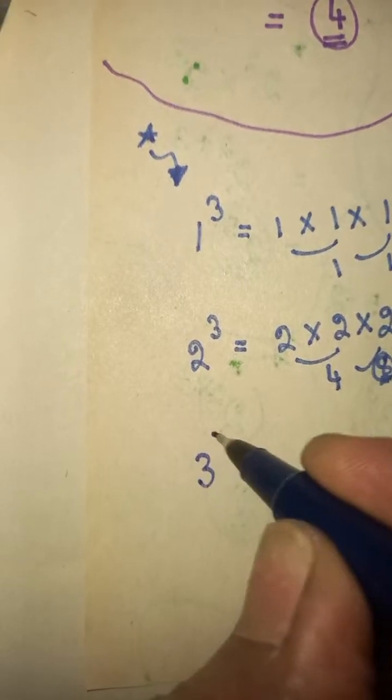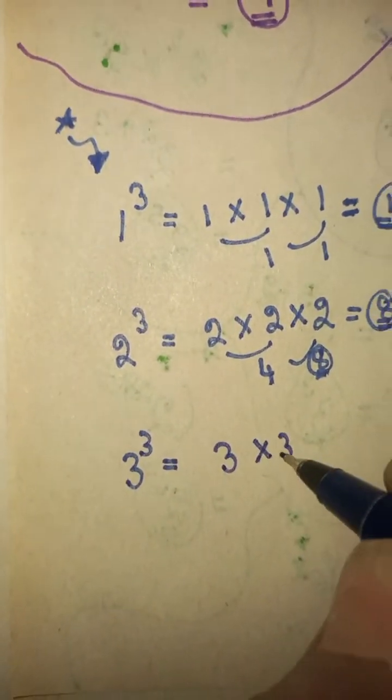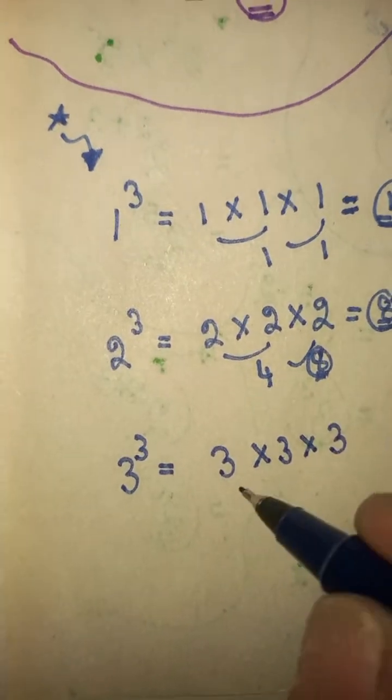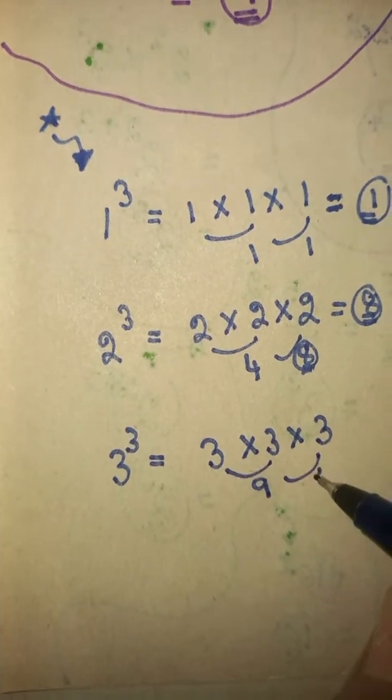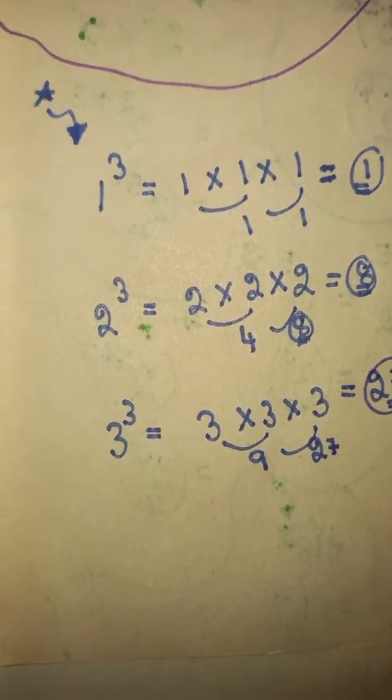And let's find out what is 3 cube. 3 cube means it is 3 times 3 times 3. 3 times 3 is 9. 9 times 3 is 27. So it is 27.